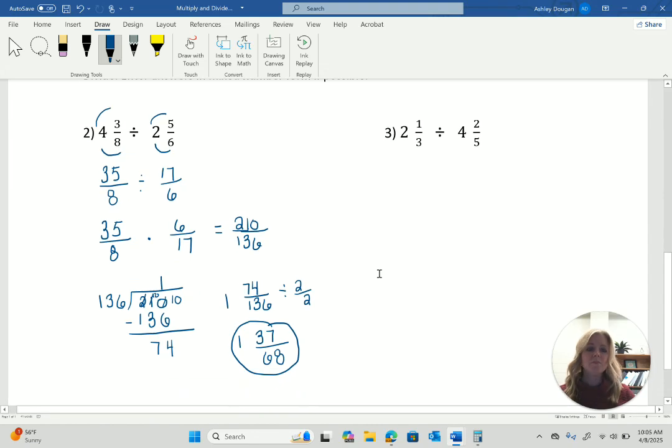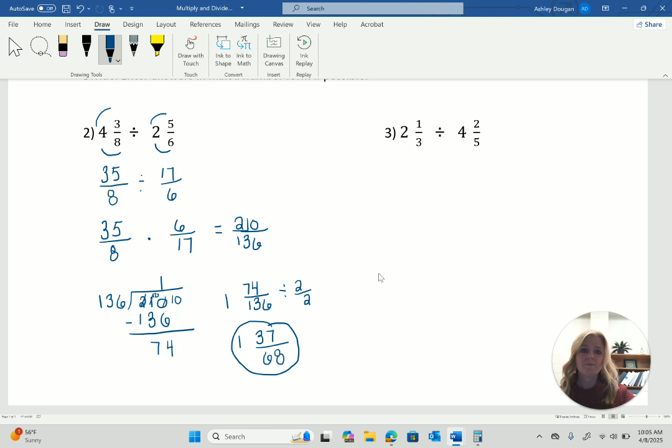For our last example, again, we're dividing mixed numbers. I have mixed numbers. My first step, change them to improper fractions. So this is going to give me 7 over 3. I'm still dividing, and this gives me 22 over 5.